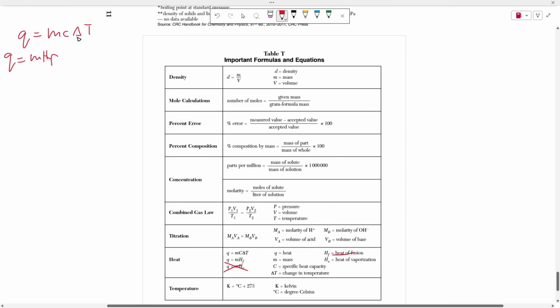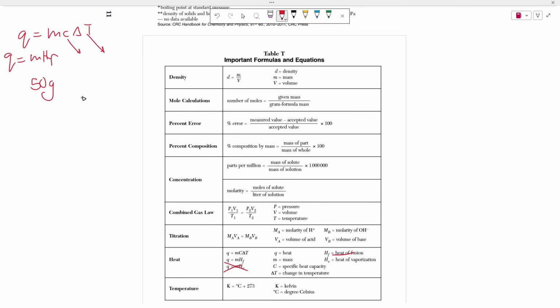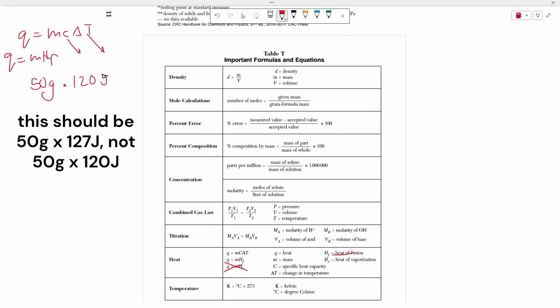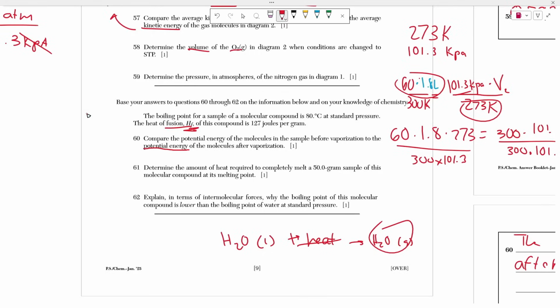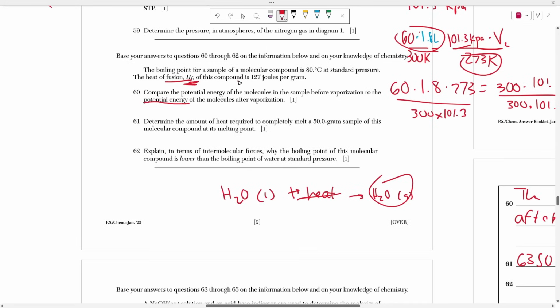The reason why I'm not using mcΔT is because I don't know what the specific heat capacity is, and I also don't know what the change in temperature is. All I know is that I'm melting this 50-gram object, which is its mass, and that its heat of fusion is 127 joules per gram. Right? So all I have to do here is just do 50 grams times 127 joules per gram, and I'm going to get a correct answer of 6,350 joules. So that's all I have to put here. 6,350 joules, okay? That's the only formula that I'm allowed to use, because that's the only information that I know here, right?